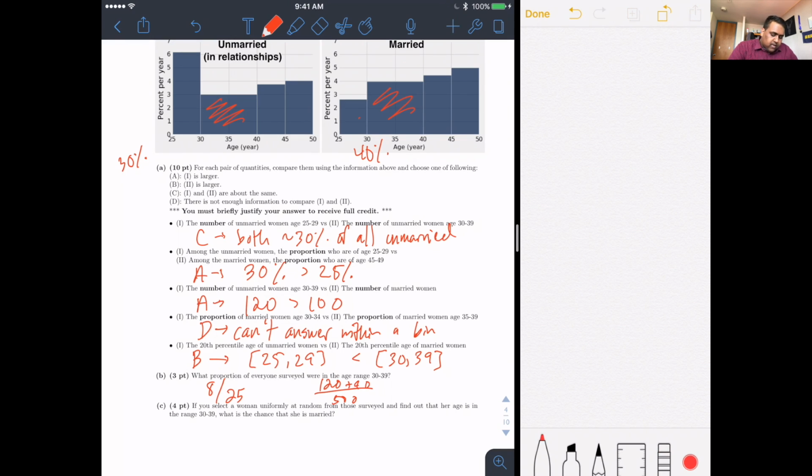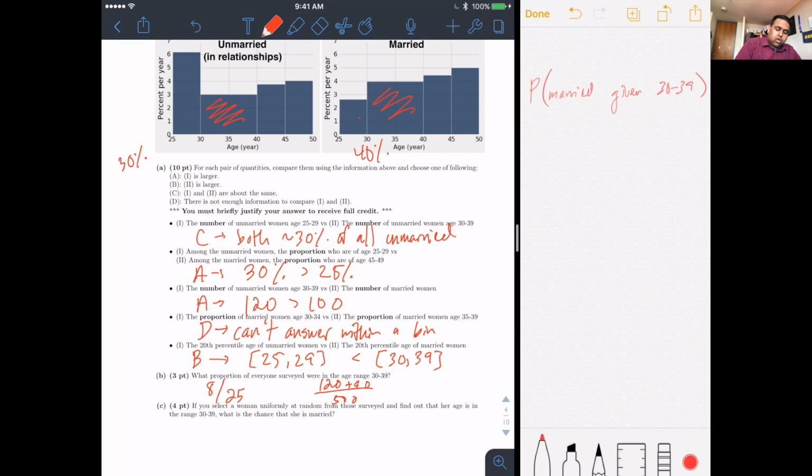Okay. If you select a woman uniformly at random, and find out her age is between 30 and 39, what is the chance that she is married? So this is a conditional probability question, right? Where we want the probability that she is married given she's 30 to 39.